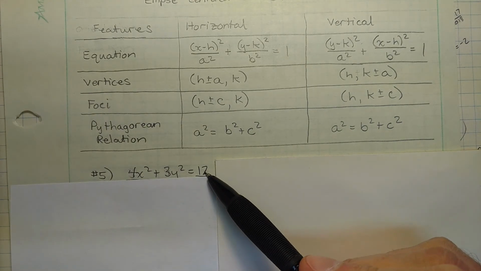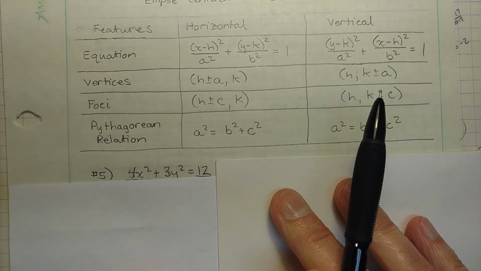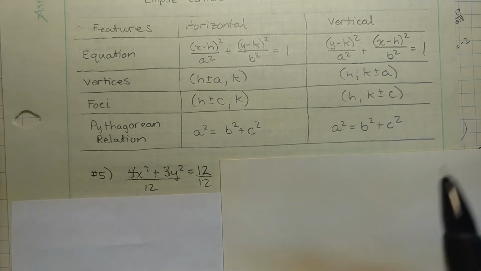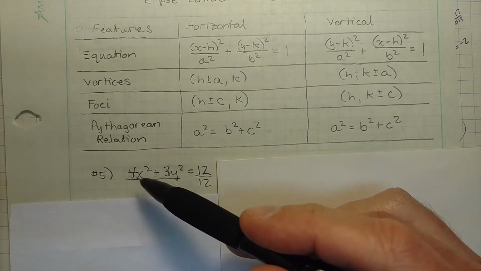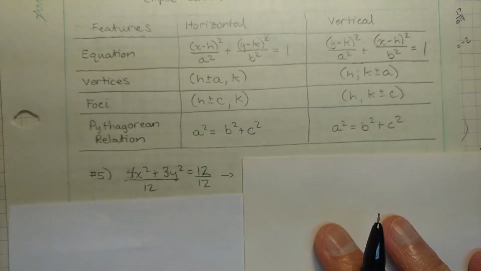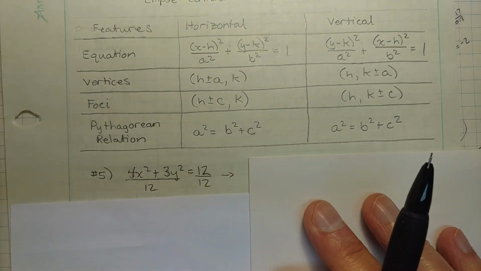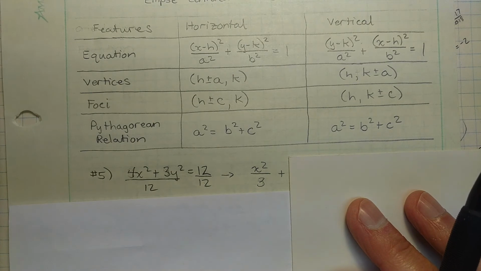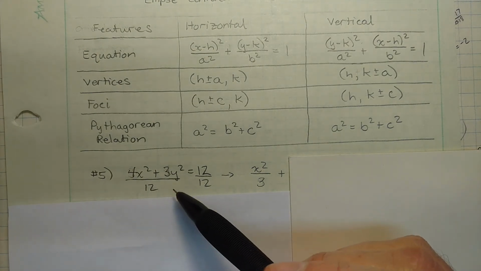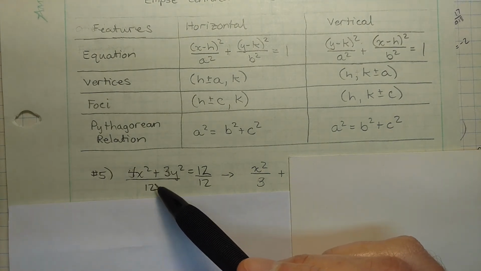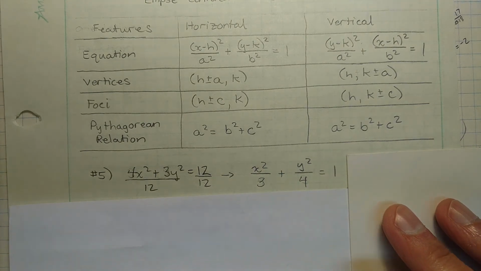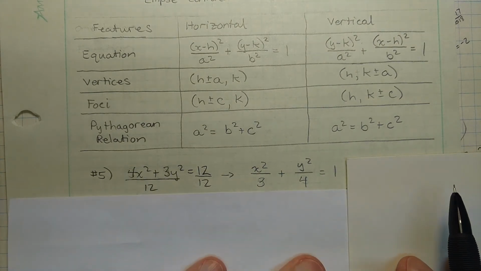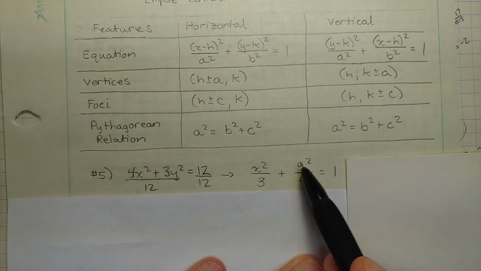Here I've got 12. I don't want 12. So I will divide both sides by 12. That will give me a 1 over here. Distributing this 12 in as I divide both of those by 12, I get 4 over 12, which is x squared over 3, plus, in here I get 3 over 12 is 1 fourth, so I get y squared over 4 equals 1. Now this is a standard form for an ellipse.